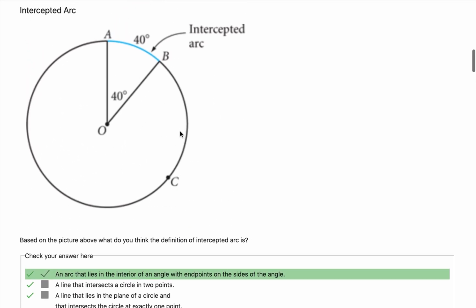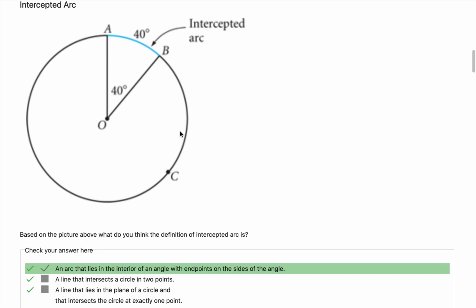Add that term to your vocab list. So intercepted arc, include the image, especially with the labels of the 40 degrees to point out that the central angle and the measure of an intercepted arc are congruent.